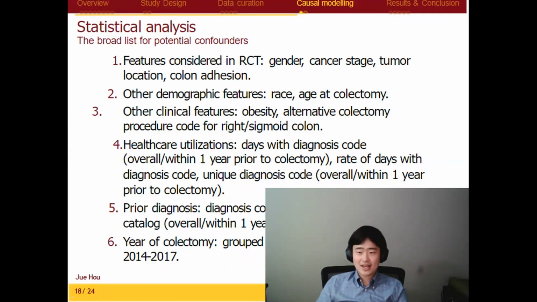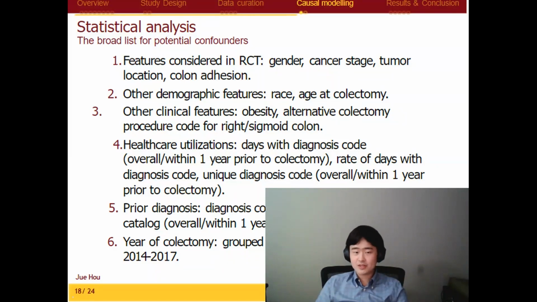That's the gender, cancer stage, tumor location, and whether there's a colon adhesion or not. And we also include other demographic features, even if they're not reported for the trial data, including race, gender, and age at colectomy. And we are including additional clinical features that are potentially relevant to the study.